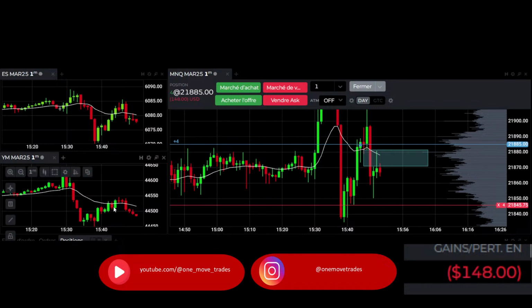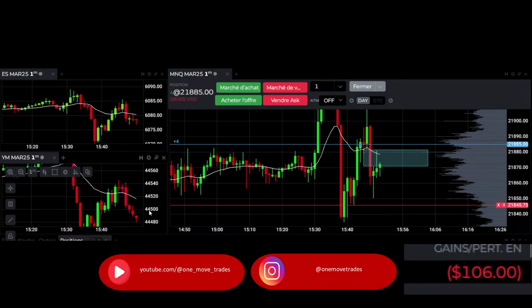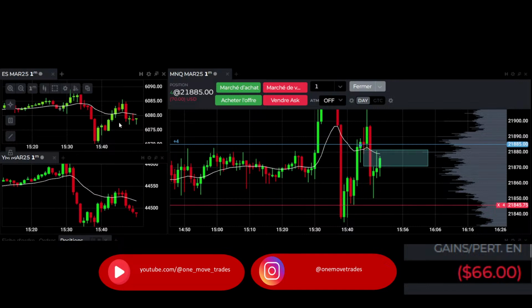So we can see that Nasdaq, ES and Dow Jones, they are bearish. Dow Jones broke this moving average, and I think it will choke this sell side. I don't know, maybe. And you can see that ES did the same move as Nasdaq, but if we zoom in, we can see that price broke this first fair value gap, so it is at a support level.